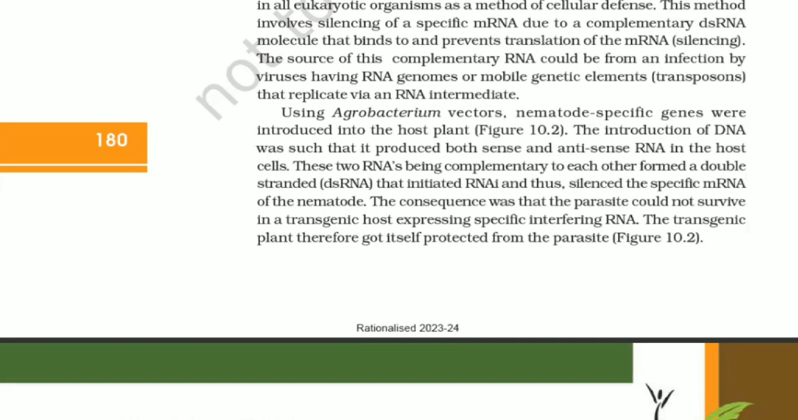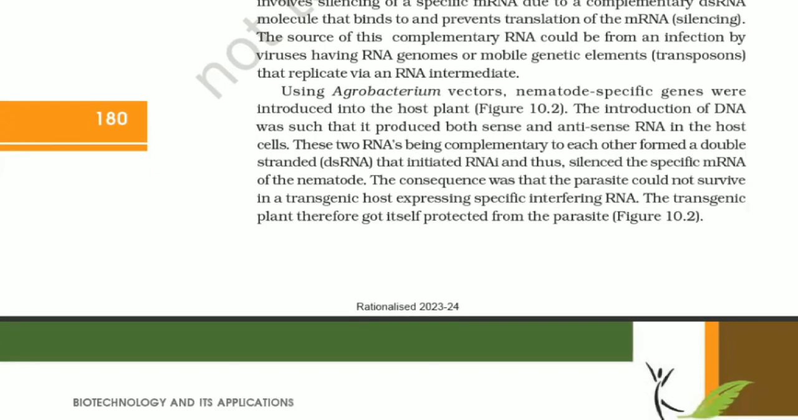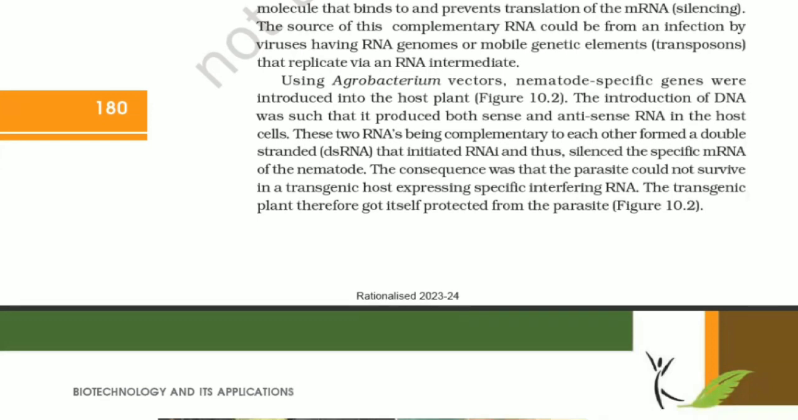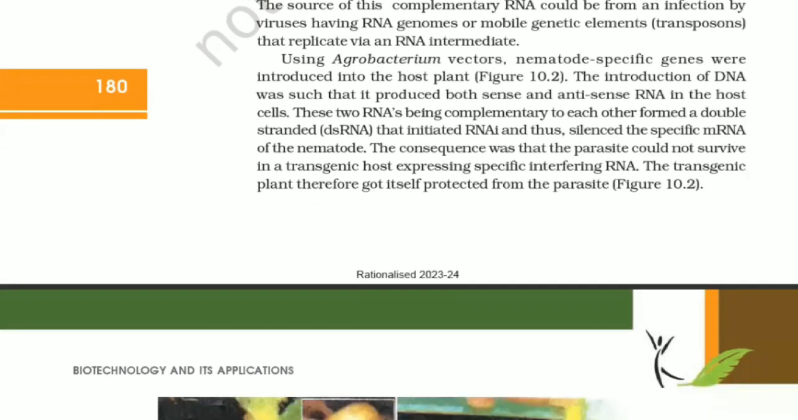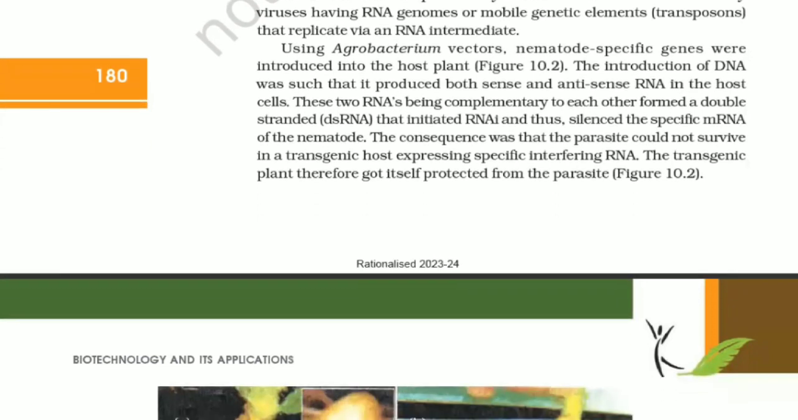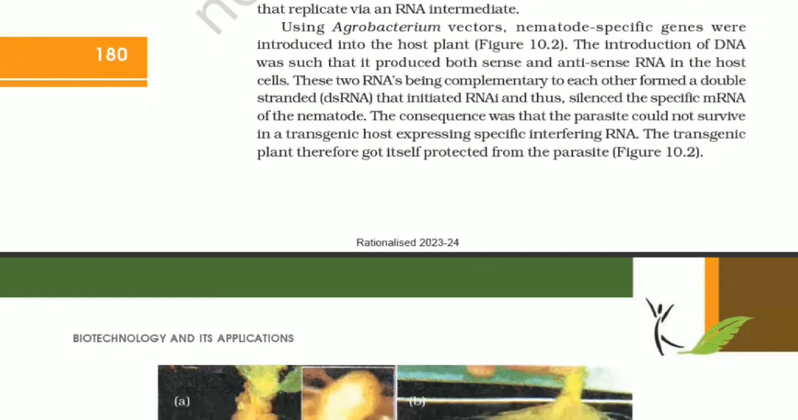The source of this complementary RNA could be from an infection by viruses having RNA genomes or mobile genetic elements, that is transposons, that replicate via an RNA intermediate. Using Agrobacterium vectors, nematode-specific genes were introduced into the host plant, as shown in figure 10.2. The introduction of DNA was such that it produced both sense and antisense RNA in the host cells.